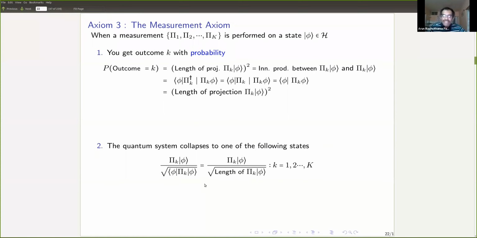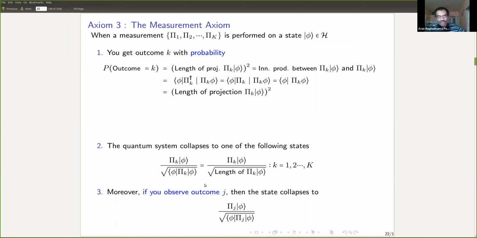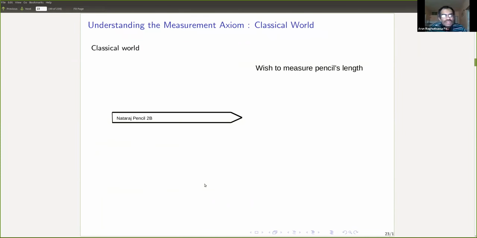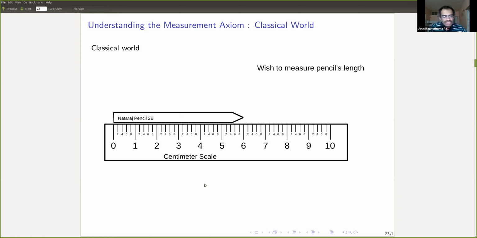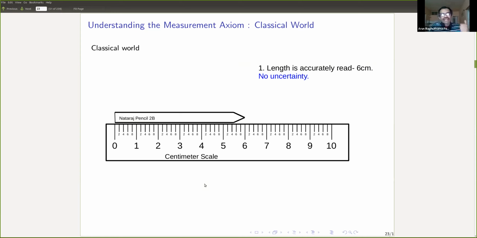Third thing is, if you tell me that the outcome is J, then I know what is the post measurement state. Now this might seem a little weird, but I'll try to explain this through a cartoon, and you will understand what's going on. See, remember the classical world. In the classical world, if you have a pencil, I just call this the Nataraj pencil, and I want to measure its length, what do I do? I just hold a scale to it, right? And two things happen. I get the exact measurement of the pencil. There's no uncertainty in it. Second, after I remove the scale, the pencil doesn't change, right? After I make the measurement, the length of the pencil doesn't change.